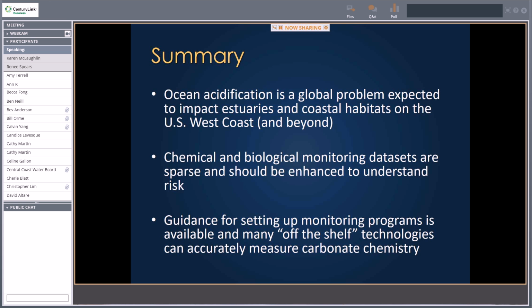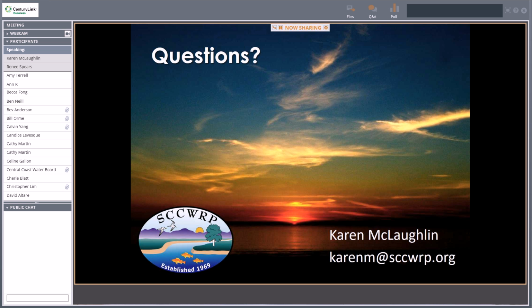Okay, so to sum up, ocean acidification is a global problem that's expected to impact the U.S. West Coast and beyond, and it's expected to get worse over time. Chemical and biological monitoring data sets are incredibly sparse and really should be enhanced to understand the risk and plan for management action. There's guidance for setting up monitoring programs available for both coastal ocean and estuary monitoring systems, and many off-the-shelf technologies that can accurately measure carbonate chemistry. And with that, I'd be happy to answer any questions.